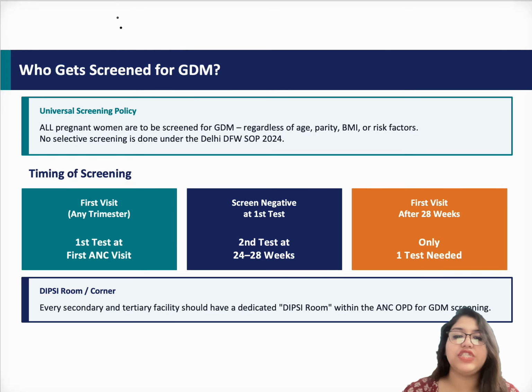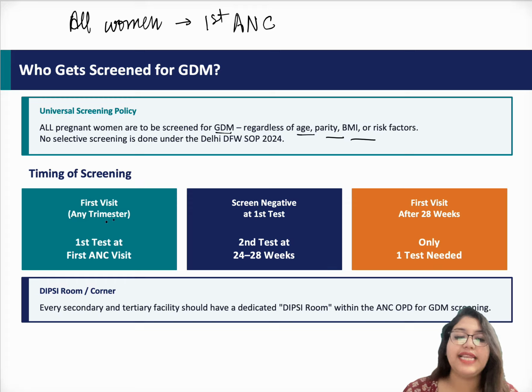So who gets screened for GDM? In India, all women who come to your OPD for first ANC visit get screened. All pregnant women have to be screened for GDM regardless of age, parity, BMI or risk factors. There is no selective screening done under the Delhi DFW SOP 2024. Timing of screening is first visit, any trimester, first test at first ANC visit. If she is screened negative at first test, then you have to do the second test within 24 to 28 weeks. If the first visit is after 28 weeks, then only one test is needed.